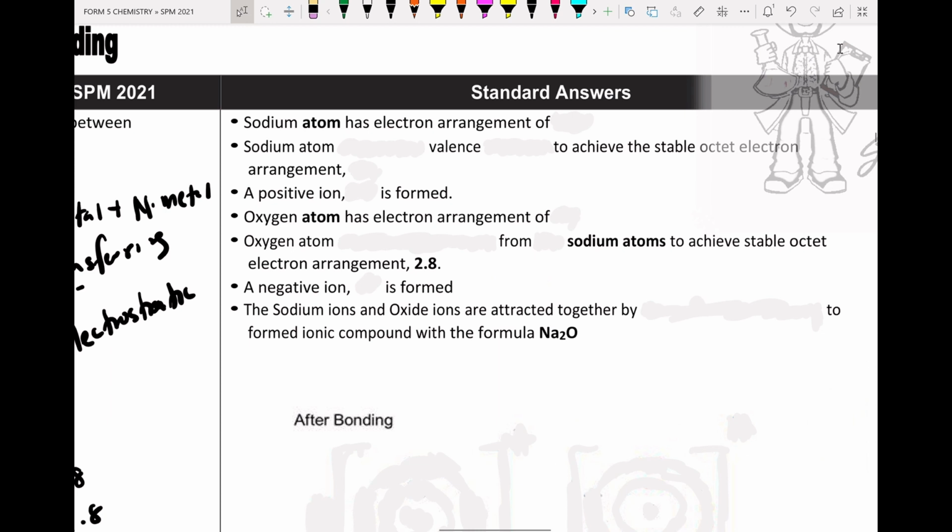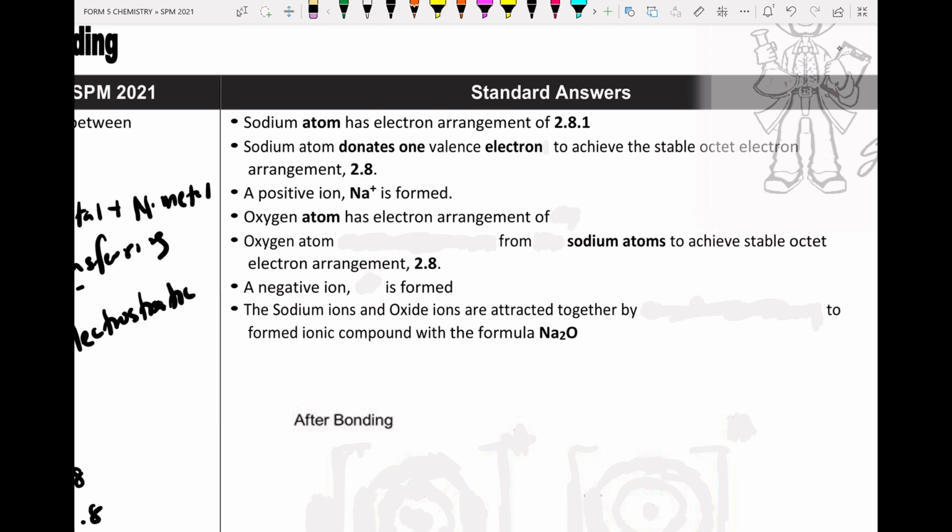Sodium atom has electron arrangement of 2.8.1. The sodium atom will donate one valence electron to achieve stable octet electron arrangement 2.8. Thus, a positive ion, sodium ion, is formed.